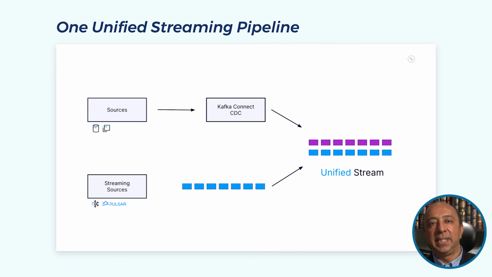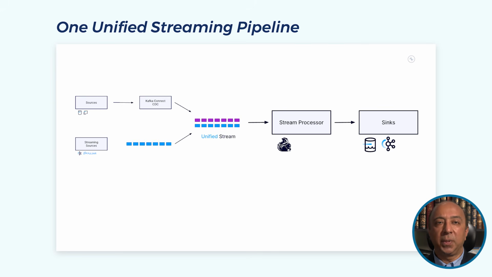Databases come in via CDC connectors like Debezium, logs via agents, external systems via their own source connectors, all flowing into a single unified stream in a broker like Apache Kafka. We use one processing engine, Flink in our case, to transform this data and send it downstream to other streaming clients, or even write it out to a lakehouse in some open table format.